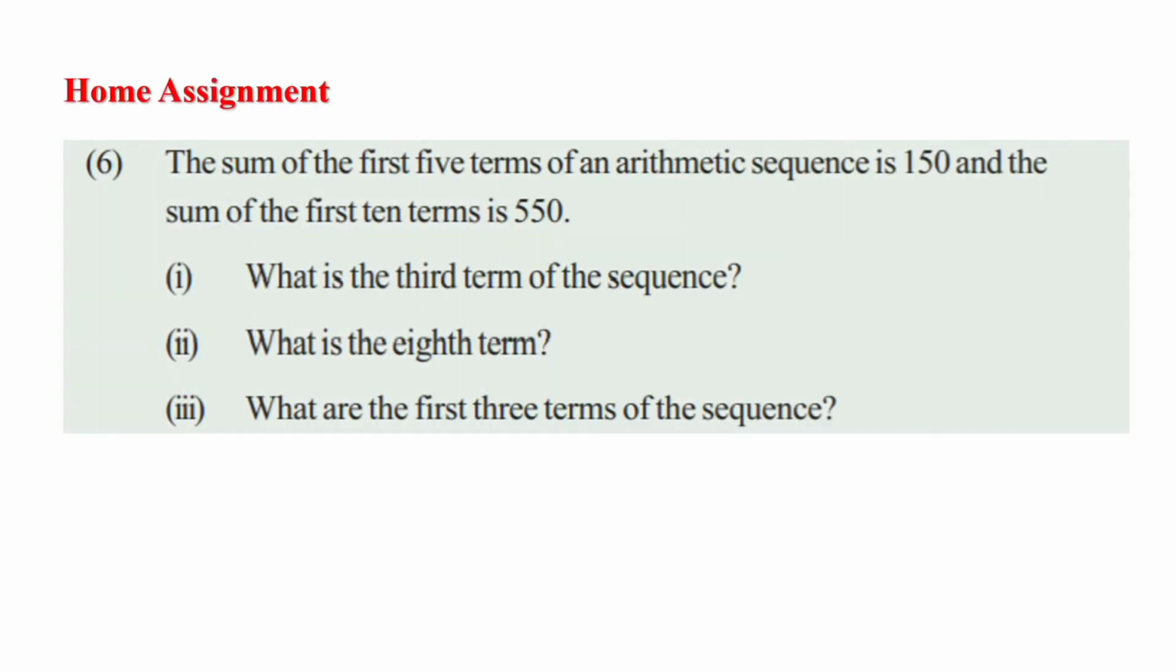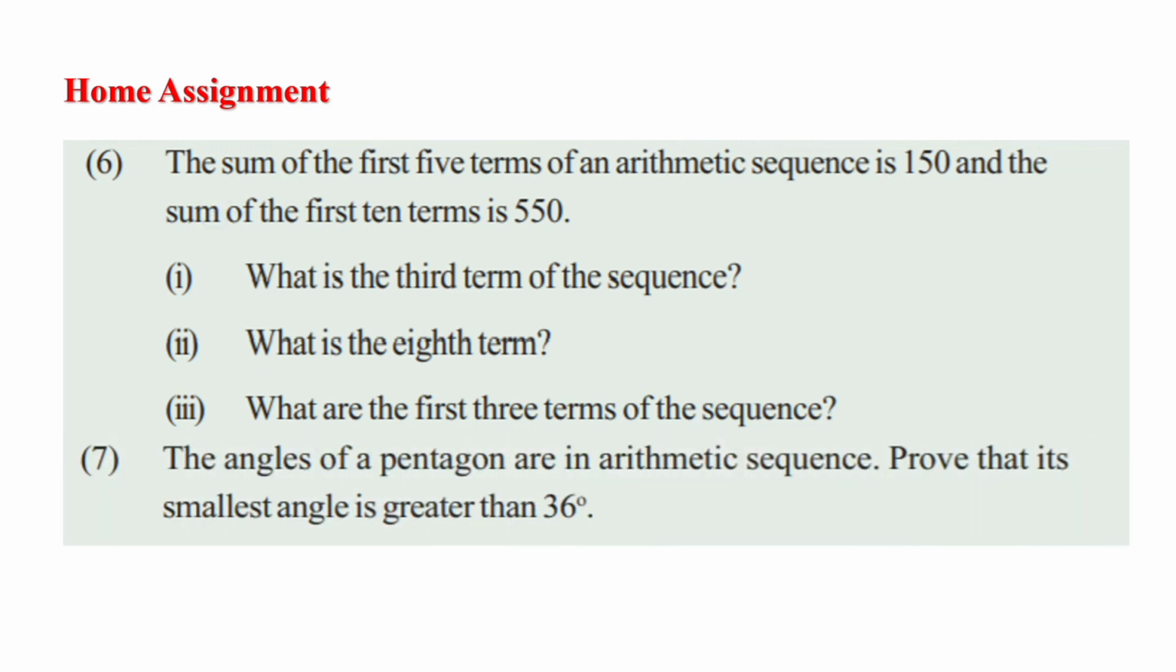Now you have 2 homeworks from page number 28. First one, the sum of the first 5 terms of an arithmetic sequence is 150 and the sum of the first 10 terms is 550. What is the third term of the sequence? What is the 8th term? What are the first 3 terms of the sequence? Second problem, the angles of a pentagon are in arithmetic sequence. Prove that its smallest angle is greater than 36 degrees.